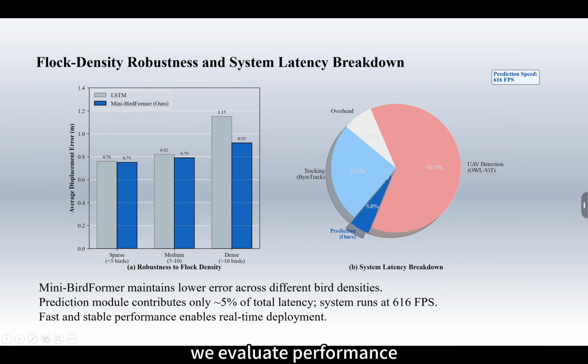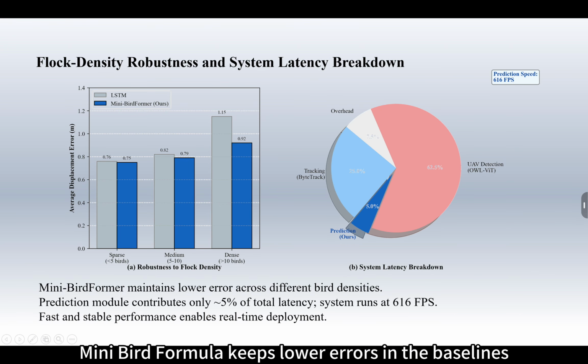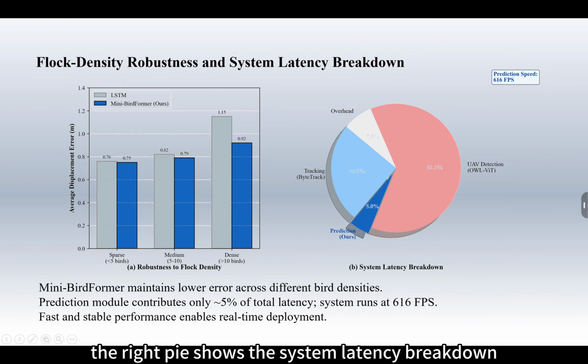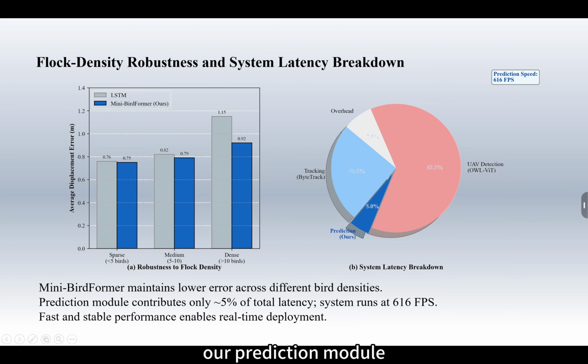On the fourth slide, we evaluate performance under different flock densities. Even as the number of birds increases, MiniFormer keeps lower errors than the baselines. The right pie shows the system latency breakdown. Our prediction module takes only about 5% of total latency, and the system runs at 616 frames per second, far beyond real-time requirements. So the model is accurate and extremely fast.